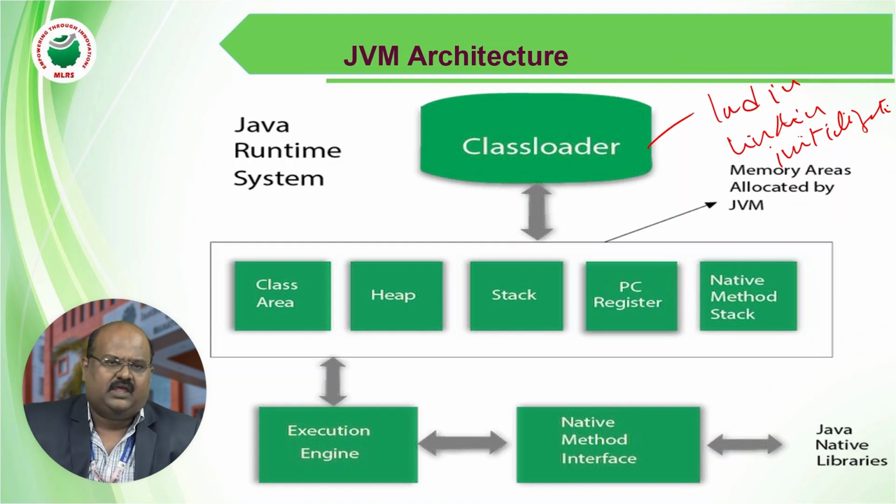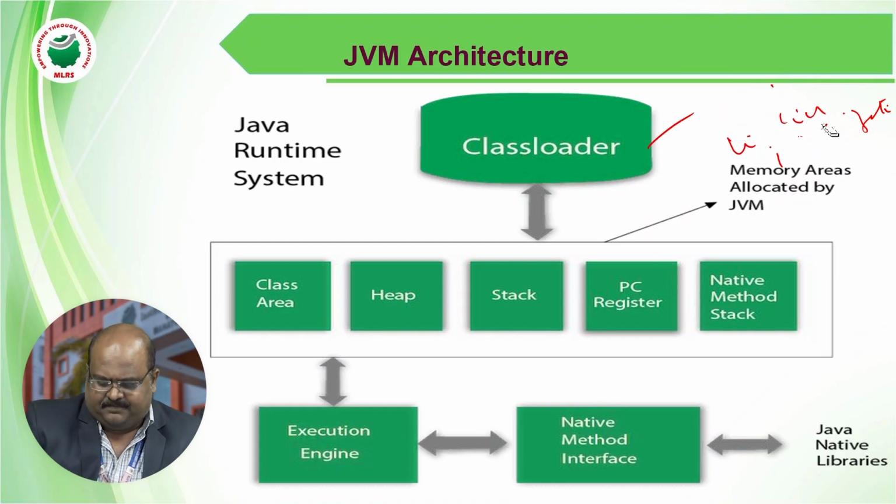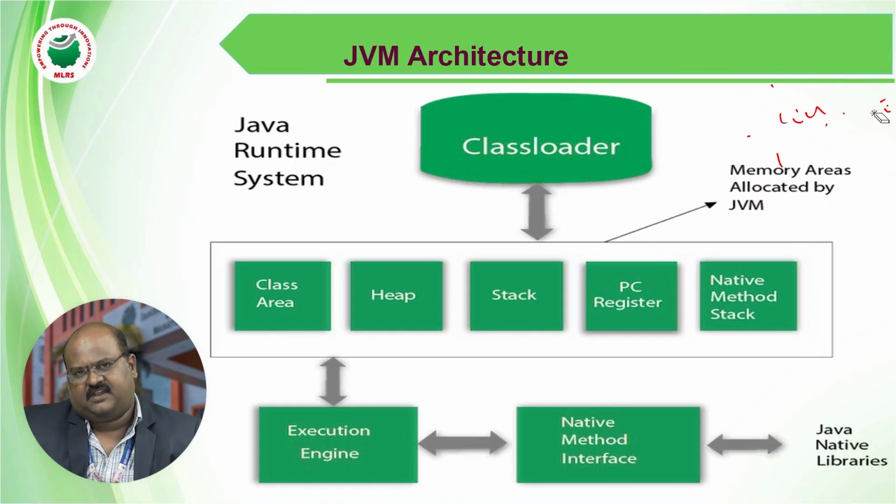Coming to the memory area, it is divided into class area, heap area, stack area, PC register, and native method stack. Coming to the class area, whatever local methods and data are there will be allocated in this area. Coming to the heap area, whatever objects you are going to create, memory for those objects is allocated in the heap area.